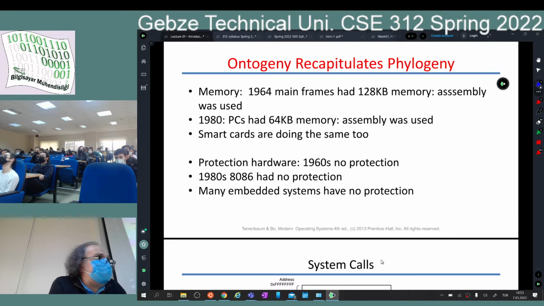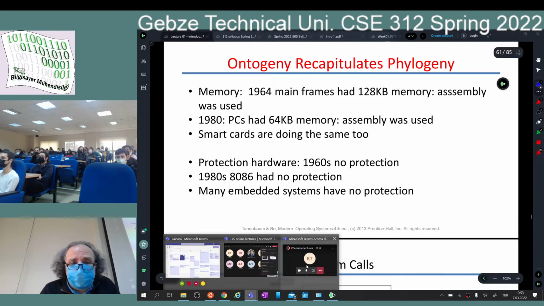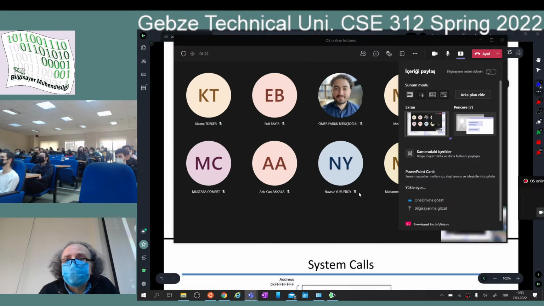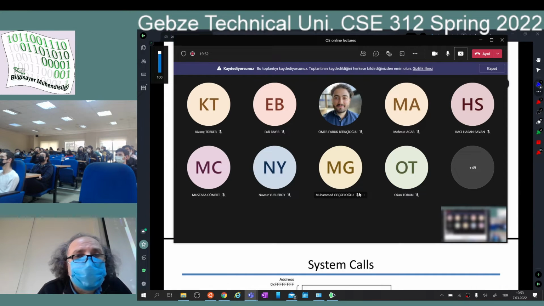Okay, another similar history path. Protection hardware. What's the protection hardware again? What's the protection hardware on a CPU? Anybody? How about our online people? Do you guys hear me right? Can you hear me okay?